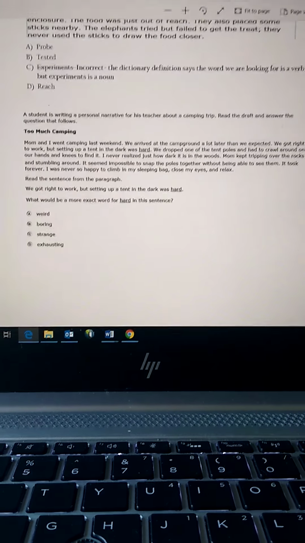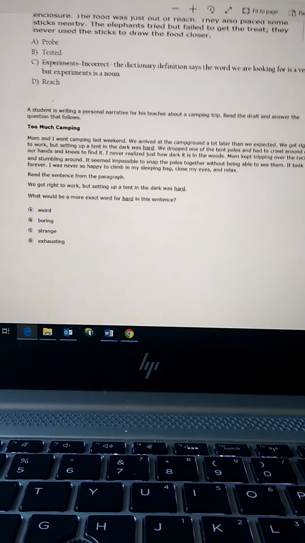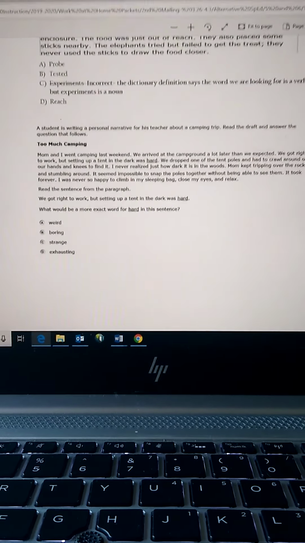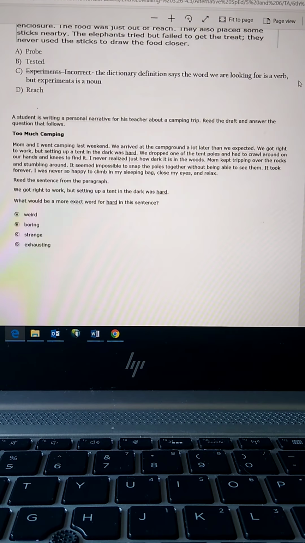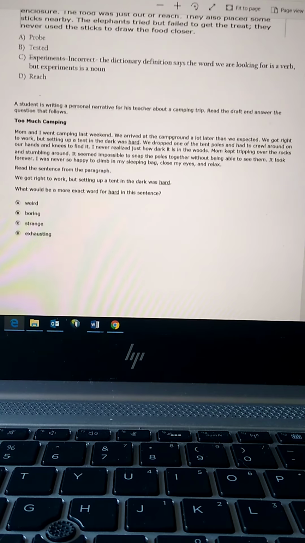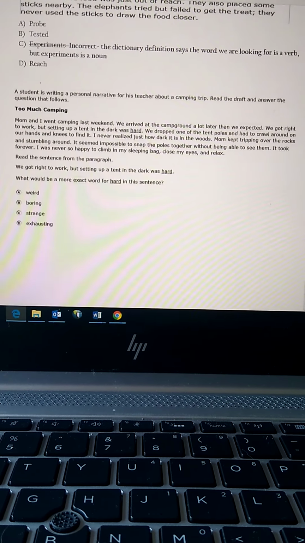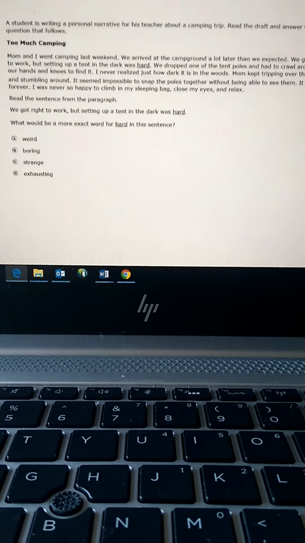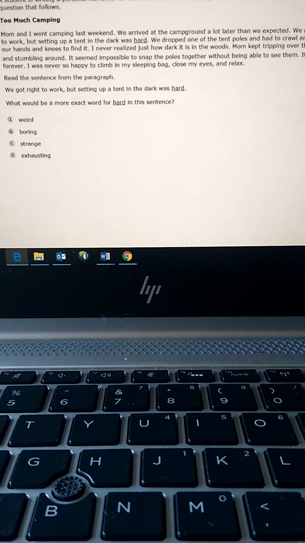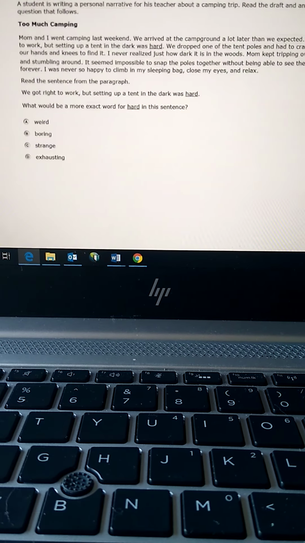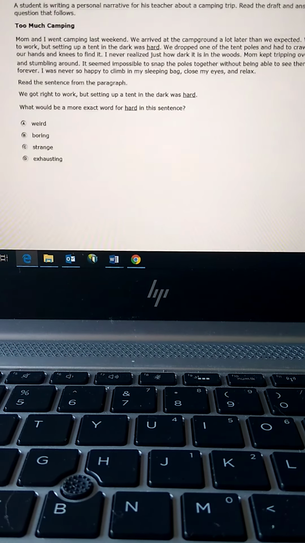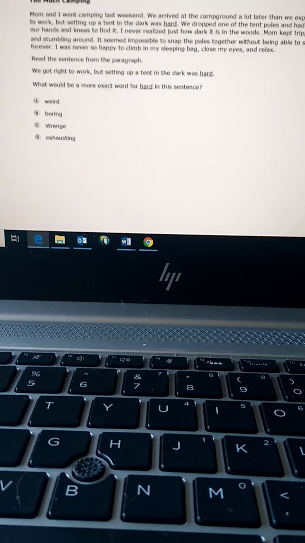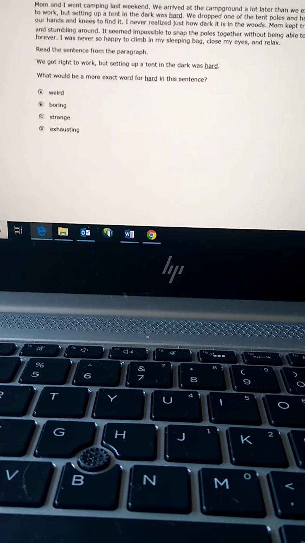A student is writing a personal narrative for his teacher about a camping trip. Read the draft and answer the question that follows. Too much camping. Mom and I went camping last week. We arrived at the campground a lot later than we expected. We got right to work, but setting up a tent in the dark was hard. We dropped one of the tent poles and had to crawl around on our hands and knees to find it. I'd never realized just how dark it is in the woods. Mom kept tripping over the rocks and stumbling around. It seemed impossible to snap the poles together without being able to see them. It took forever. I was never so happy to climb in my sleeping bag, close my eyes, and relax.